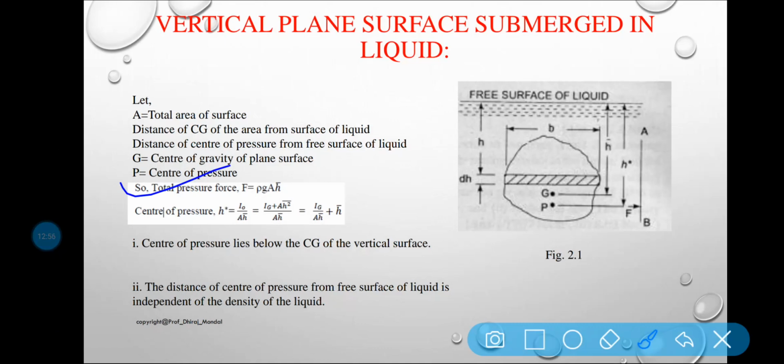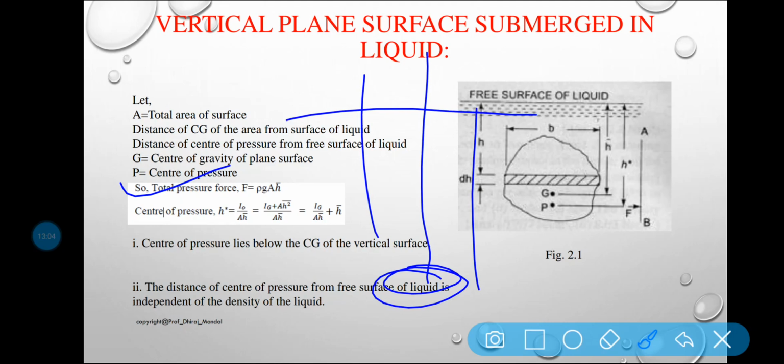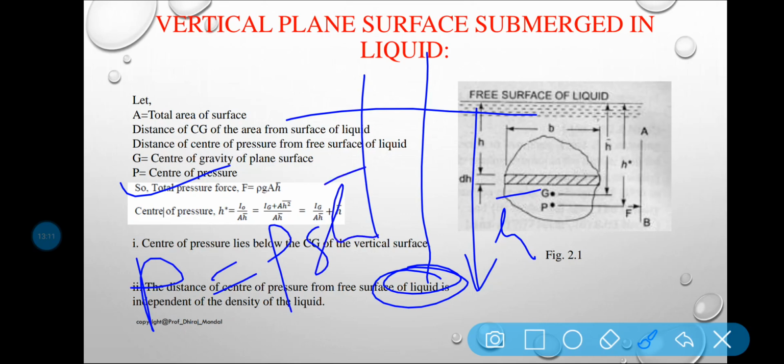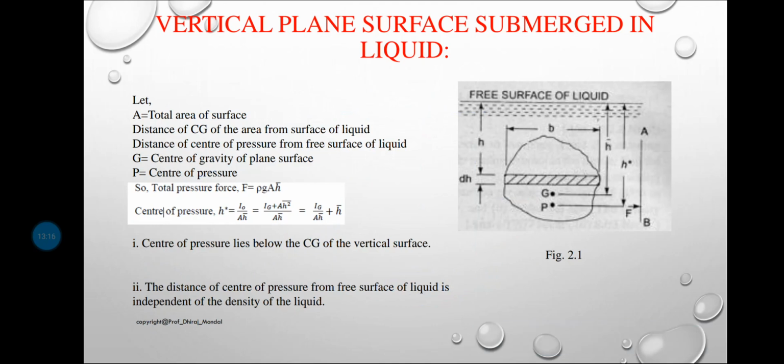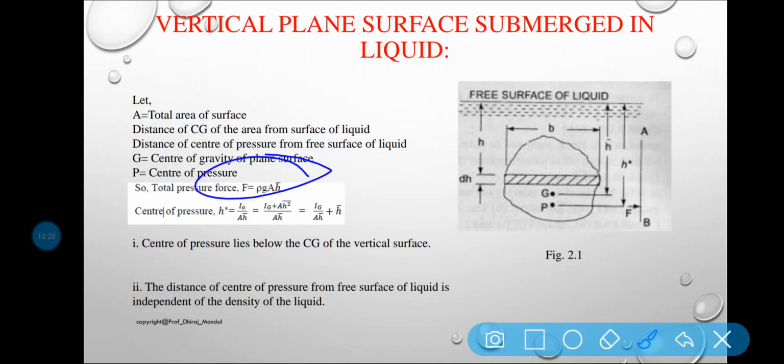Is it clear? Because we know that when a particular object is at a distance H bar in the liquid, then the total pressure force experienced is equal to rho g H bar. P is equal to rho g H. You have to know this, because it was discussed when you went through the chapter on pressure and its measurement. So F is equal to rho g A H bar, I can write. Now the center of pressure.